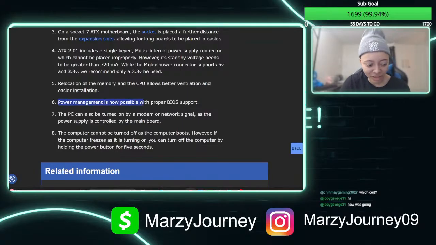Power management is now possible with proper BIOS support. Also, it wasn't possible before. Is the only way I could take that. I mean, honestly, that's the only way anyone could take that. I don't know why I said that.